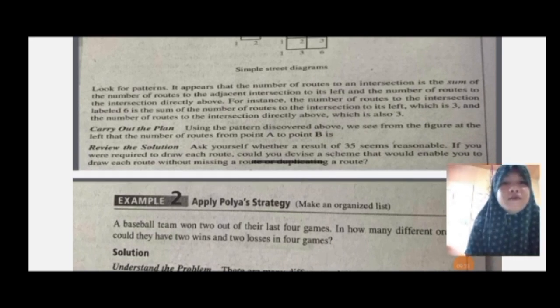And look for patterns. It appears that the number of roads to an intersection is the sum of the number of roads to the adjacent intersection on its left and the number of roads to the intersection directly above. For instance, the number of roads to the intersection labeled 6. 6 is the sum of the number of roads to the intersection to its left, which is 3, and the number of roads to the intersection directly above, which is also 3.